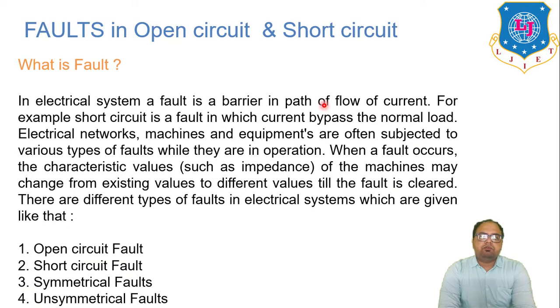Now, faults. So what is a fault? In an electrical system, a fault is some barrier in the path of the flow of current. For example, a short circuit is a fault in which current bypasses the normal load. Electrical networks, machines and equipment are often subjected to various types of faults while they are in operation. When a fault occurs, the characteristic value such as the impedance of the machine may change from the existing value to a different value until the fault is cleared.